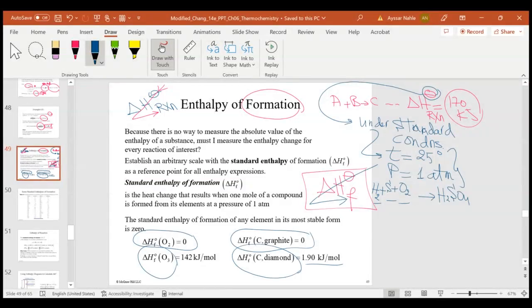Standard enthalpy change of formation, or delta H not formation, for Na is equal to how much? 0. So the standard enthalpy change of formation of any free element is equal to 0. And we're not going to give it to you at all. We will not give you this at all.